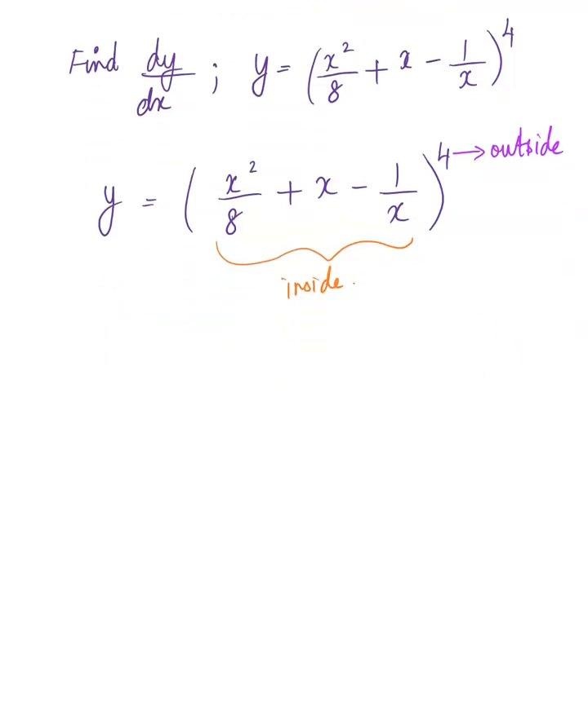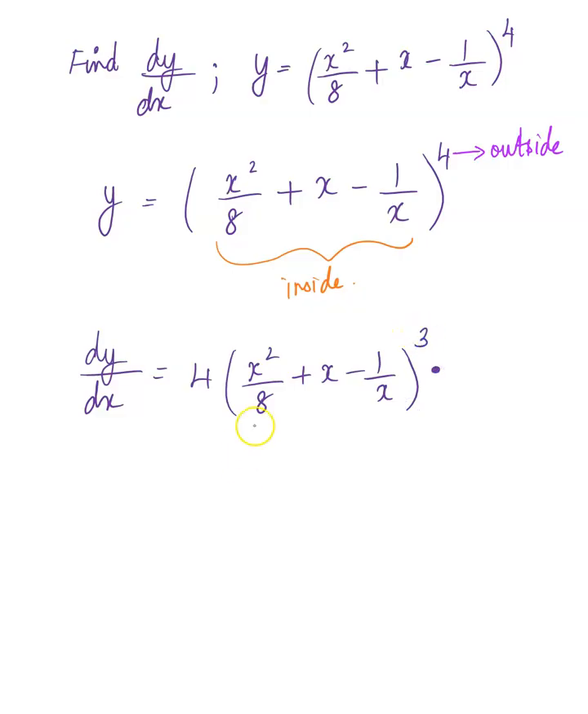Four minus 1, 3, times the inside. And for the inside, it will be just the x, right? So focus on the x. It's only the inside here, this orange part. That's going to be 2x over 8 plus 1 minus, this is going to be considered as x power negative 1. Right? So negative 1 x power negative 2.